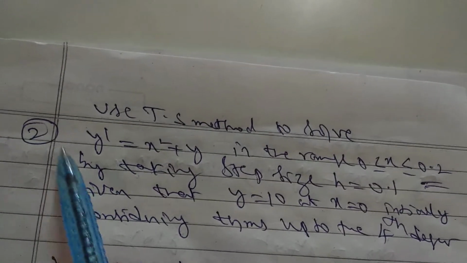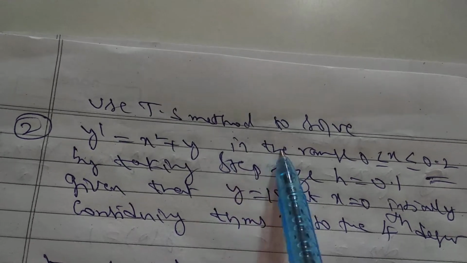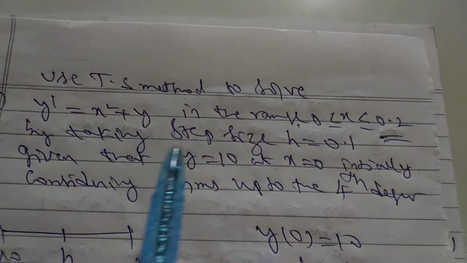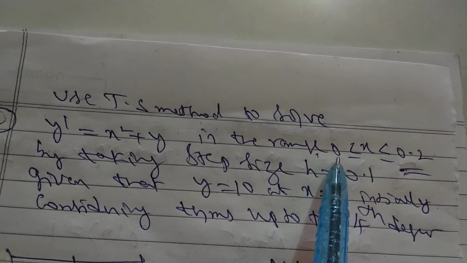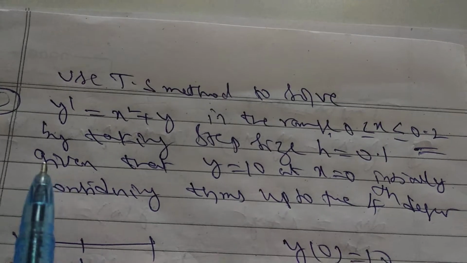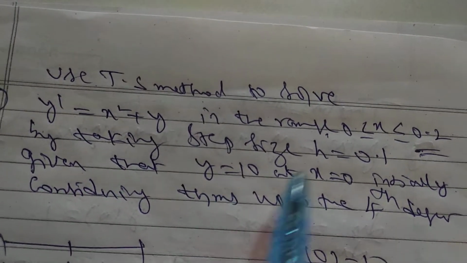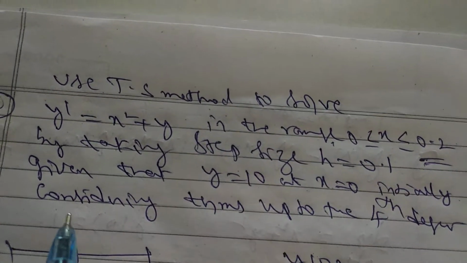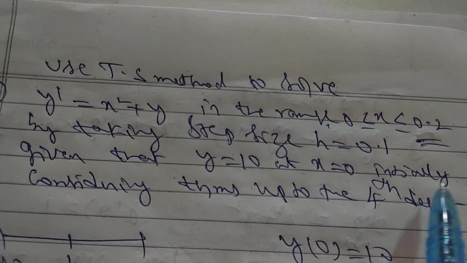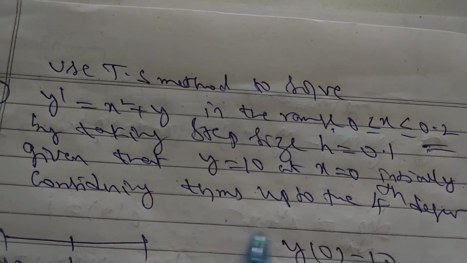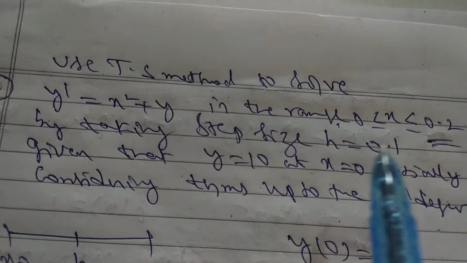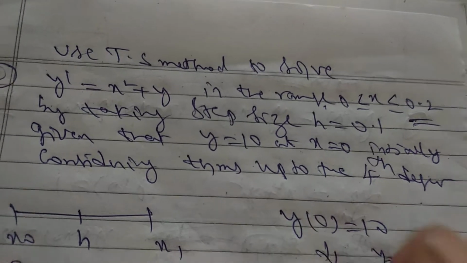Second problem. Use Taylor series method to solve y dash is equal to x square plus y in the range x greater than or equal to 0, less than or equal to 0.2 by taking the step size h is equal to 0.1. Given that y is equal to 10 at x is equal to 0 initially, considering the terms up to 4th degree. So in this problem, the h value is given, h is equal to 0.1.